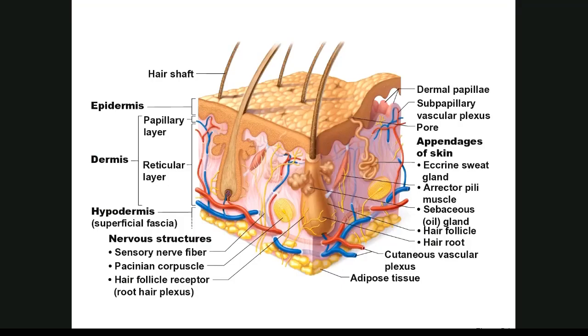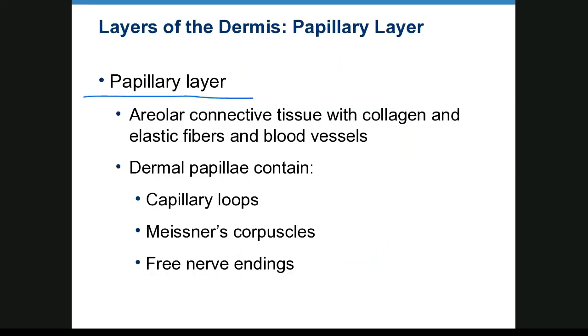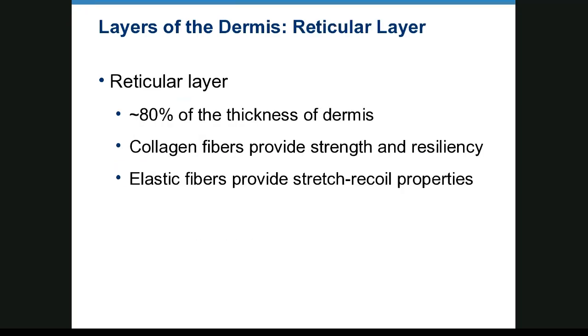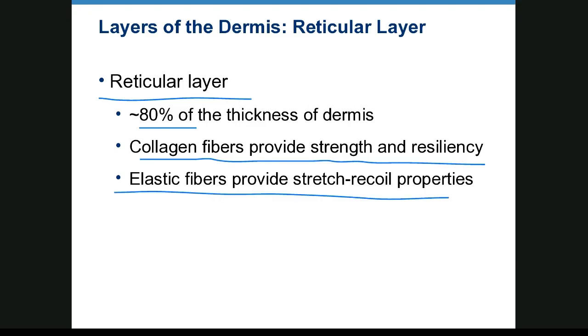And here again, the papillary, here, reticular is most of the layer. Papillary does have collagen, connective tissue, elastic fibers, blood vessels, and has dermal papillae, thus the name papillary layer. And this has free nerve endings, Meissner's corpuscles, and capillary loops. The reticular layer, 80% of the thickness, collagen fibers are there for strength and resiliency, elastic fiber to give it its stretchability.